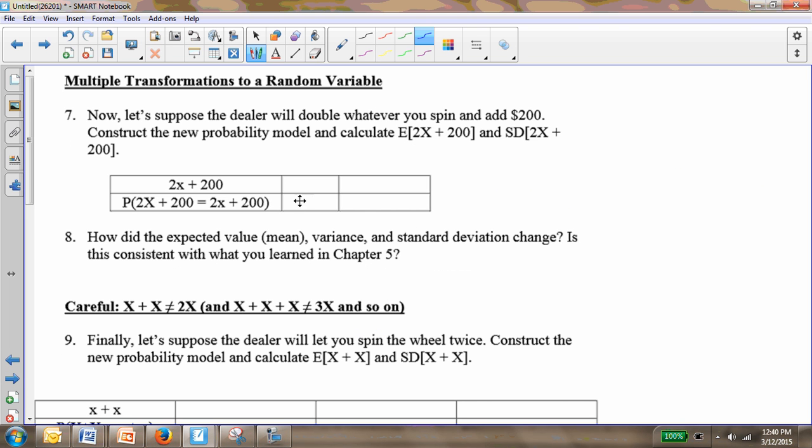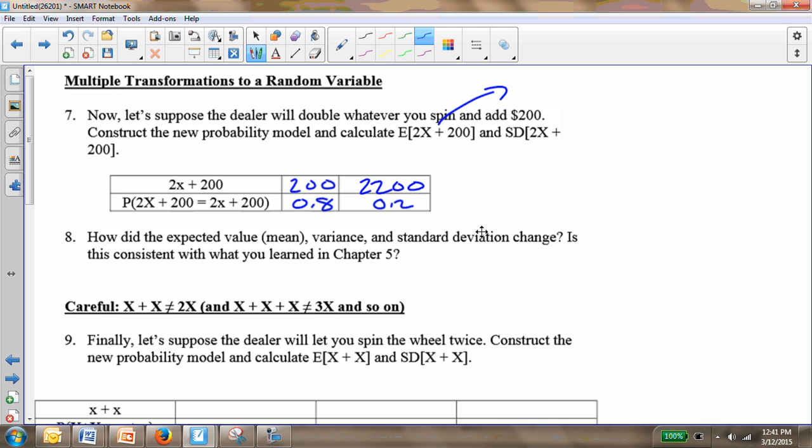Now, what if they're going to take whatever you spend, they're going to double it, then add 200. So let's see, if I double 0, that's still 0, plus $200 is 200. 0.2 of the time I'm going to spend 1,000. They're going to double it, which is 2,000, and add 200, which is 2,200. So how are these things going to change? Well, the expected value of 2x plus 200, and again, use your calculator or do it by hand or both, but what you should figure out is, and this is going to be the same rules as Chapter 5, will doubling it affect the mean?